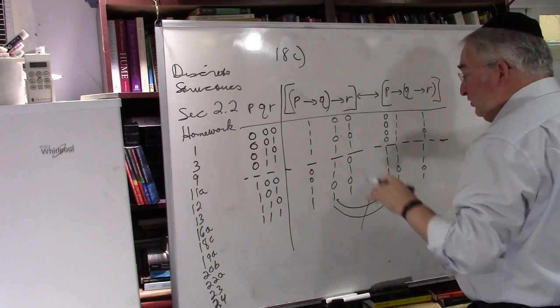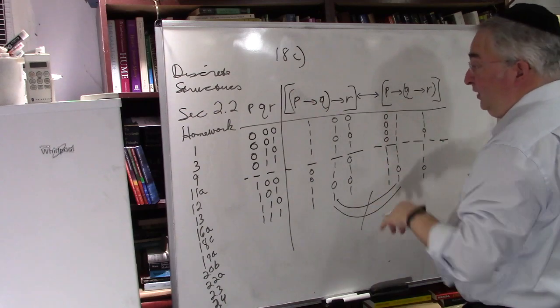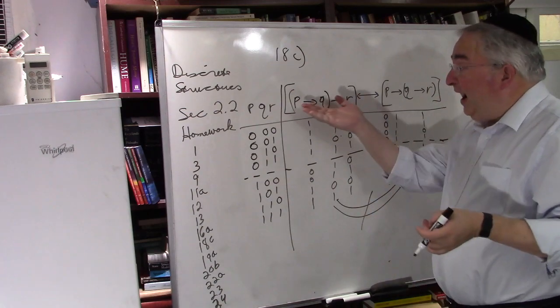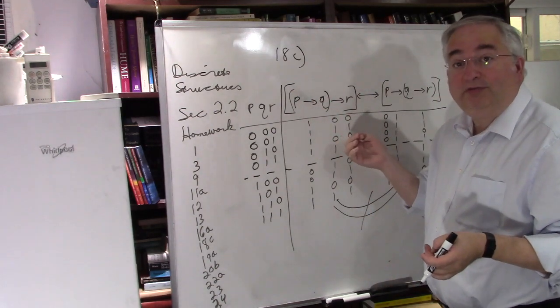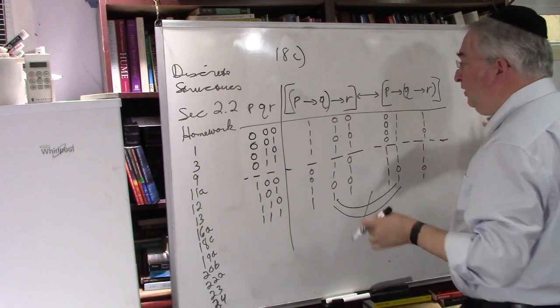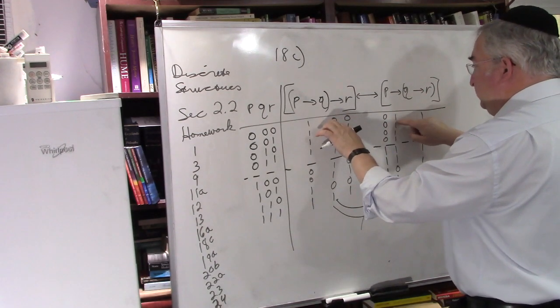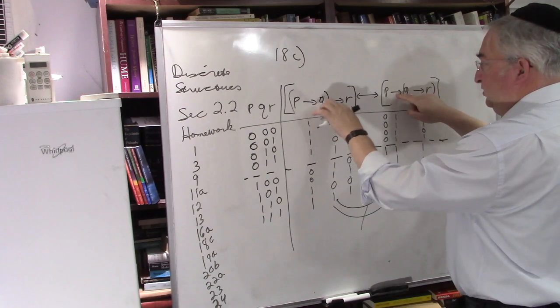Okay, let's go through it. Therefore, they're not logically equivalent. Therefore, arrow is not associative. That's an interesting point. Okay, but let's do it. 0 arrow 0. This is the final answer for this. This is the final answer for this.